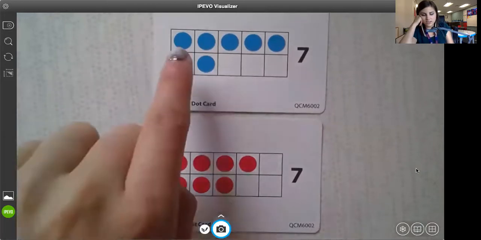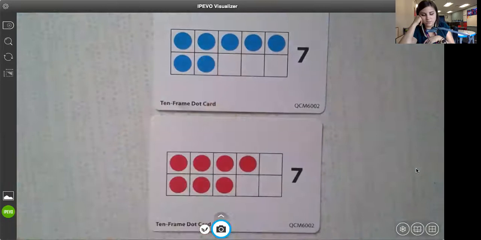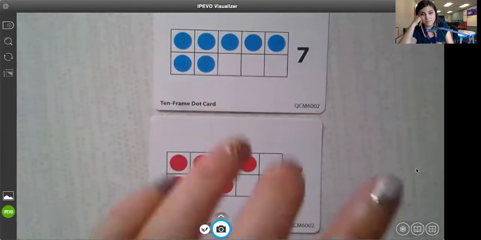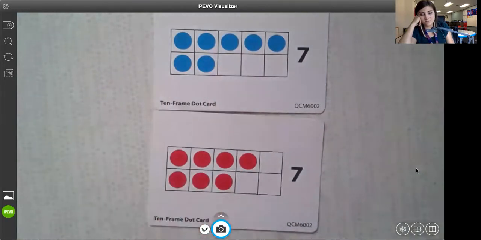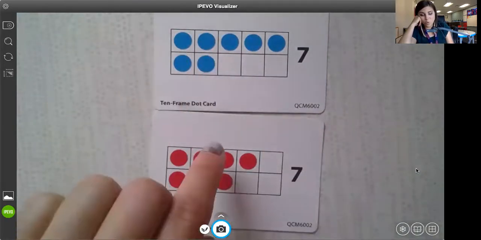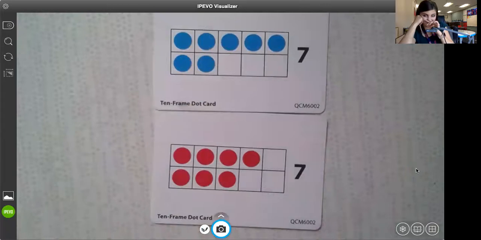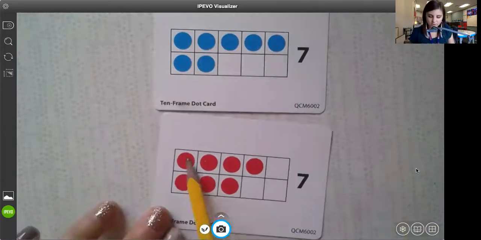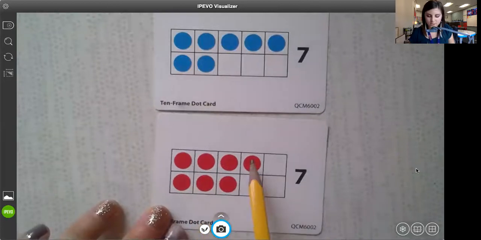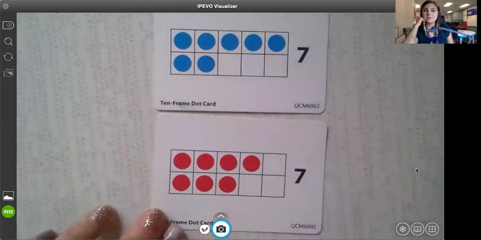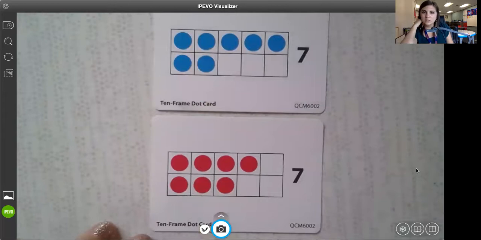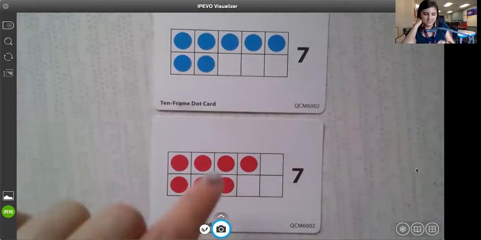This one, we have 5 on top and 2 on bottom, and it still equals 7. But this one, we only have how many on top? 4. How many on bottom? 3. 4, 5, 6, 7. So when you're using computational fluency, start with the largest number. We know that 4 is more than 3. So we can say 4, 5, 6, 7. We're counting on. Isn't that kind of crazy though?